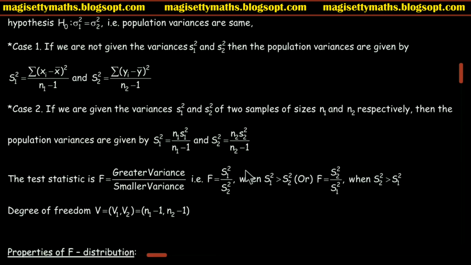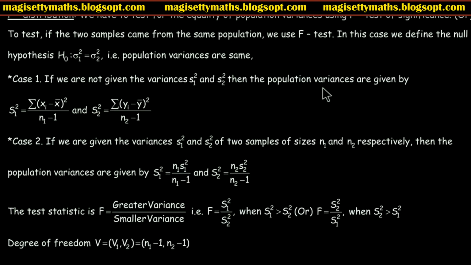The test statistic is F equals S1 square divided by S2 square when S1 square is greater than S2 square, or we take F equals S2 square divided by S1 square if S2 square is greater than S1 square. Here we have two different cases.